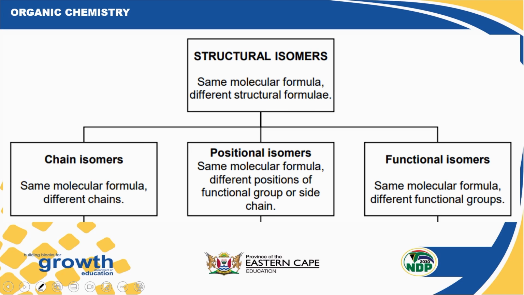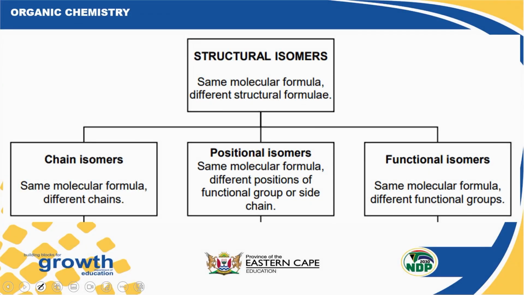There are 3 types of isomers that a learner must know. 1, a learner must be able to identify what is a structural isomer, because a structural isomer is an overall concept of isomerism. Now, if you know the structural isomer, you are able to differentiate the 3 other isomers that we get to talk about. Isomer number 1 that we talk about, it is a chain isomer.